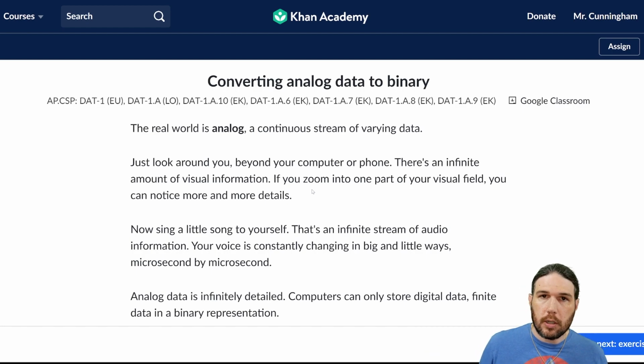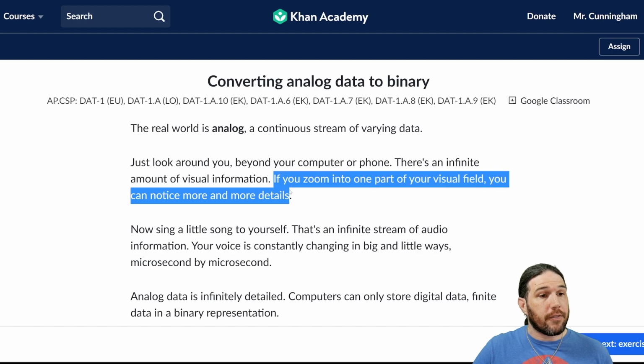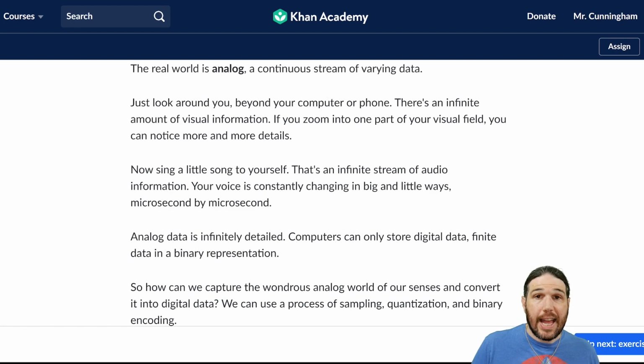The real world is analog, a continuous stream of varying data. Just look around you. Beyond your computer or your phone, there's an infinite amount of visual information. If you zoom in to one part of your visual field, you can notice more and more details. Now sing a little song to yourself. That's an infinite stream of audio information. Your voice is constantly changing in big and little ways, microsecond by microsecond. Analog data is infinitely detailed.